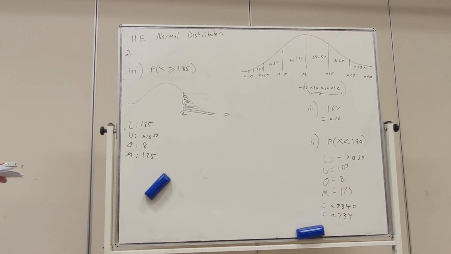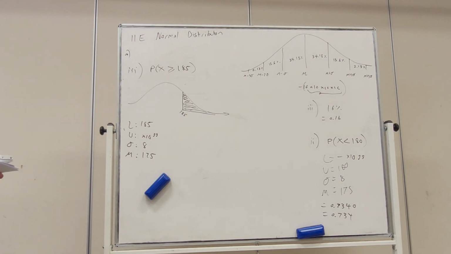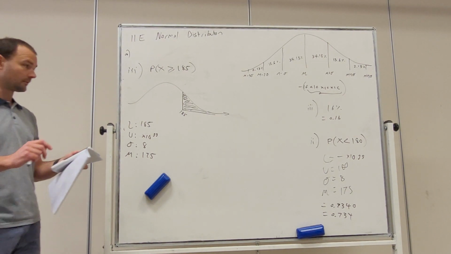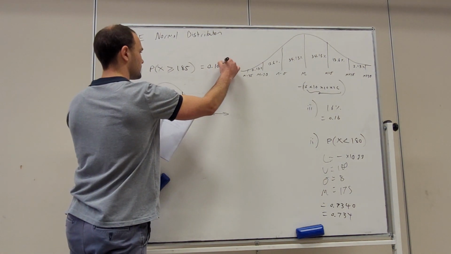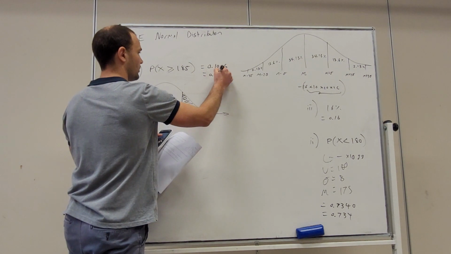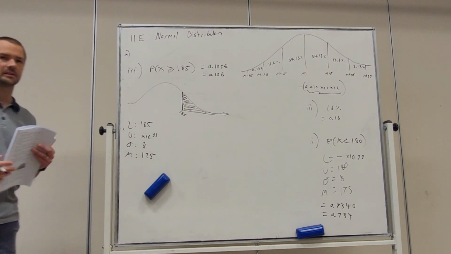So we're going from 185 to infinity, and we've got 0.1056, 0.106 to three significant figures.